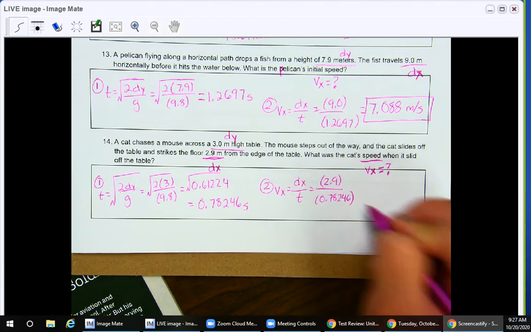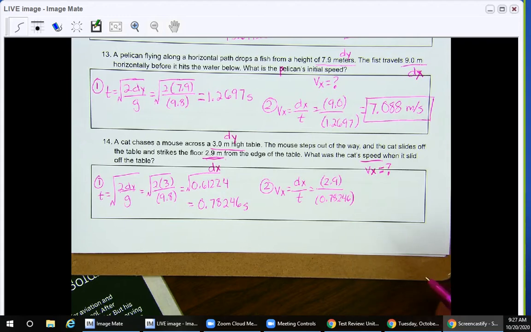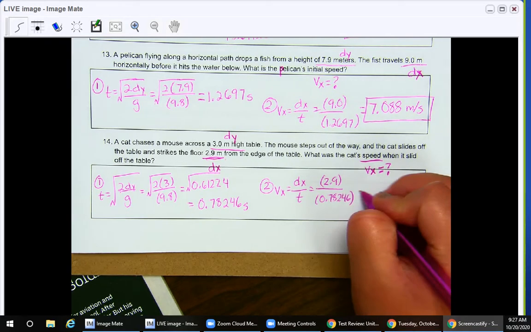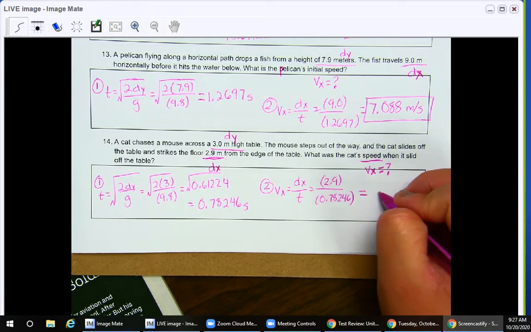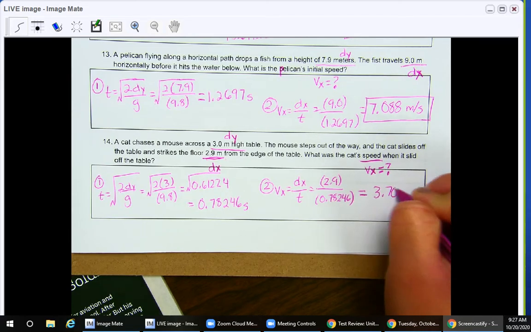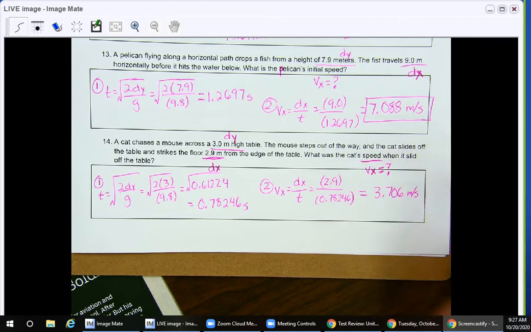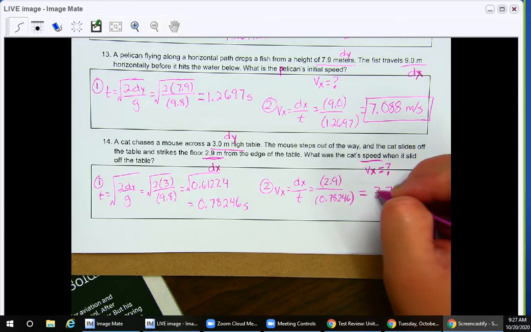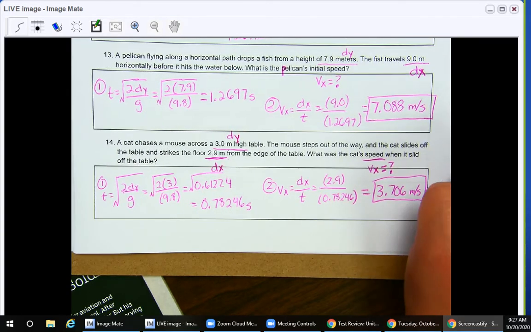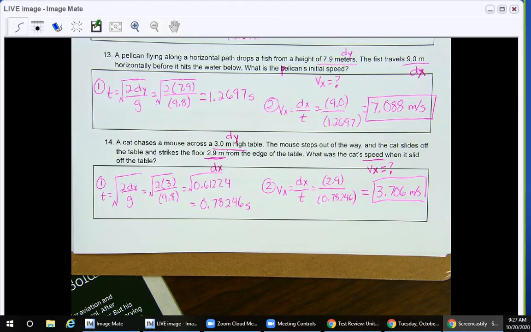0.78246. 2.9 divided by 0.78. Our velocity is 3.706 meters per second. It's a lot of math, right, guys? A lot of math. So if you haven't noticed already, we're almost using the same 4 formulas over and over again. Those are really the 4 main formulas you need to focus on.